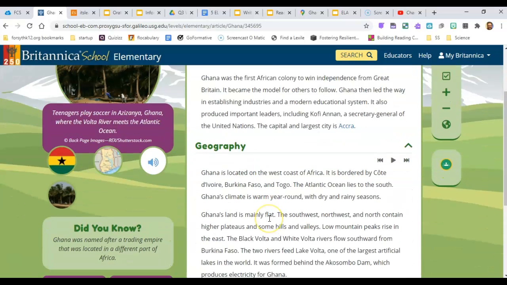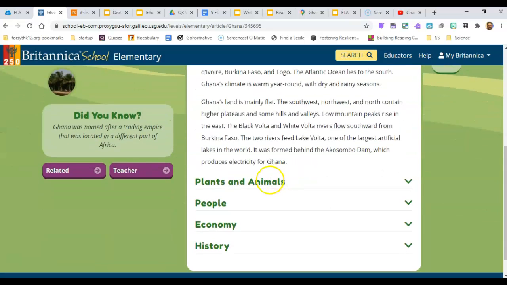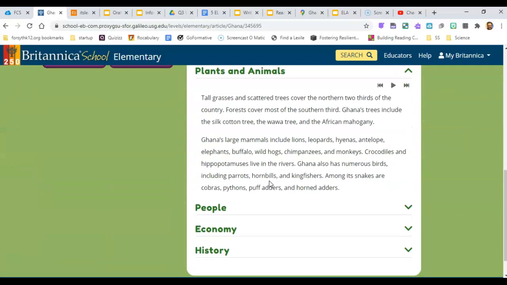Geography we talked about, where Ghana is located on the west coast of Africa. We looked at the map here. Some of the plants and animals, just to learn about the land. Two thirds of the country is trees and forests. They have cotton trees. They have mammals such as lions, leopards, hyenas, antelopes, elephants, buffaloes, wild hogs, chimpanzees, monkeys, crocodiles, hippopotamuses. Honestly, just skimming through here, you can start to visualize now the setting of this story.